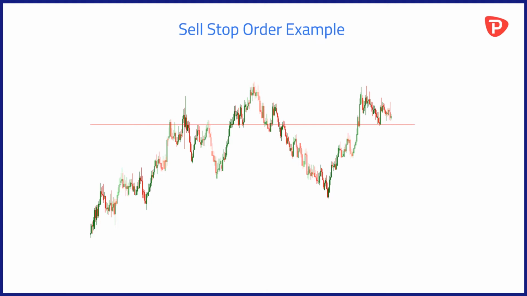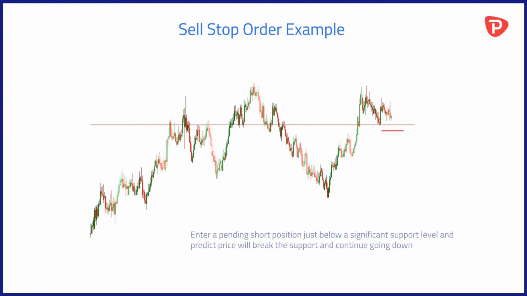You can see that the red support line on the chart may provide an expected level of support, and you would like price to break that zone before entering a short position. Rather than sit in front of the chart and wait, a sell stop order can be placed just below the support line.